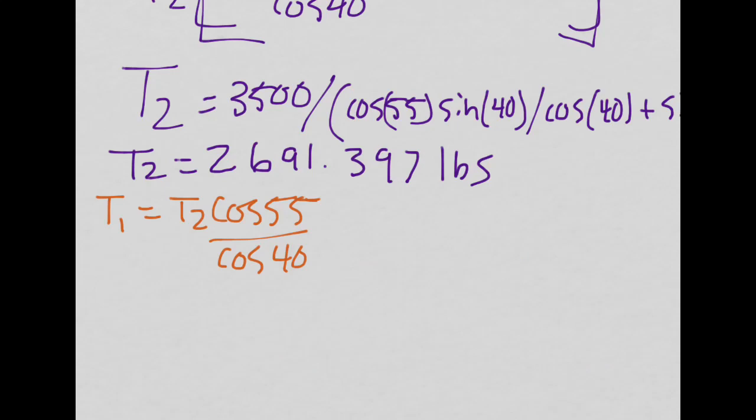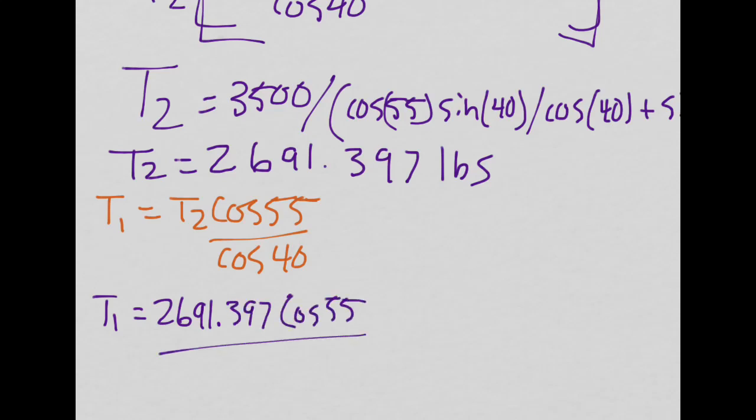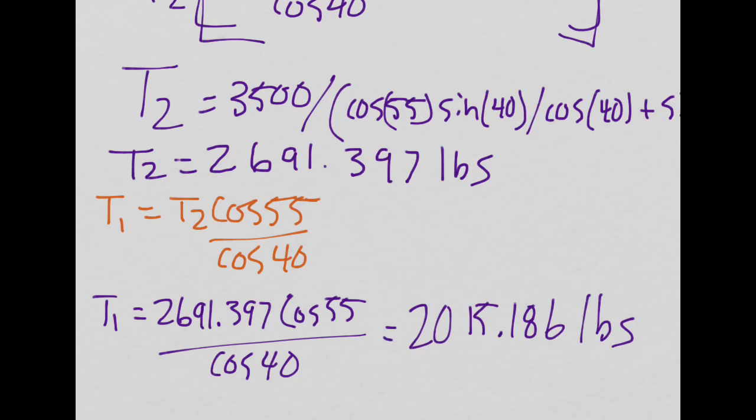Now to find the tension in cable 1, just solve back into the equation we already have solved for tension 1, and just substitute in. So T1 is going to equal T2, which is 2691.397 times the cosine of 55, all that divided by the cosine of 40. Plug that into your calculator. You should get the value 2,015.186 pounds for the tension in cable 1.